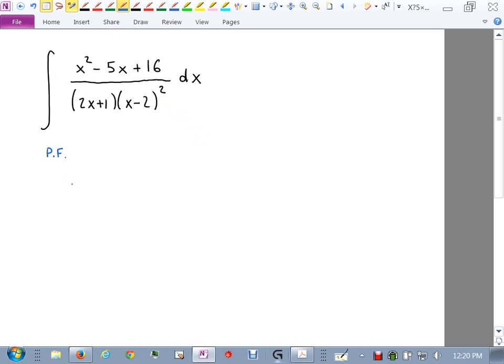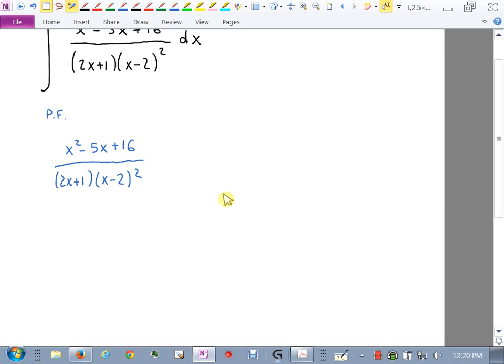Partial fractions. So I'm going to write this down. X squared minus 5x plus 16. One thing I didn't do that I should have: I should have checked to make sure the top didn't factor. Because what if it factored and one of these canceled? You know what I'm saying? That's not going to happen, but I should have thought that first.